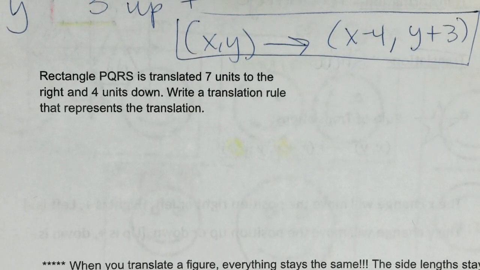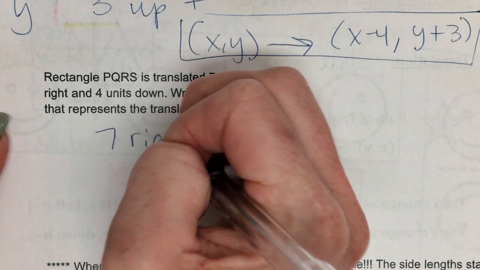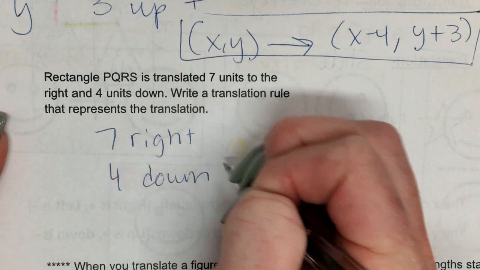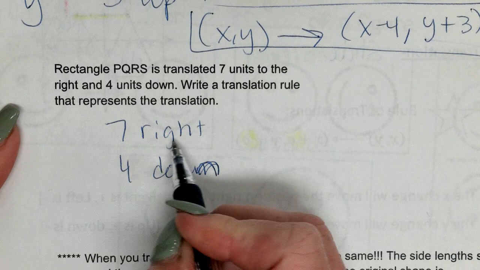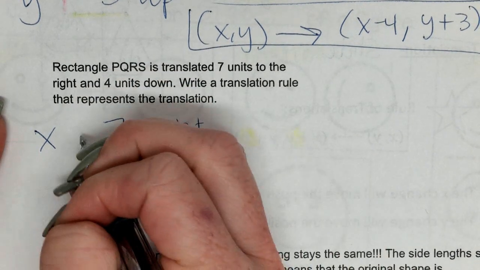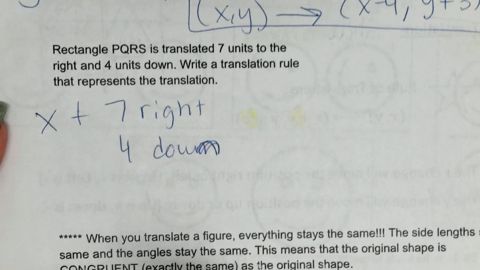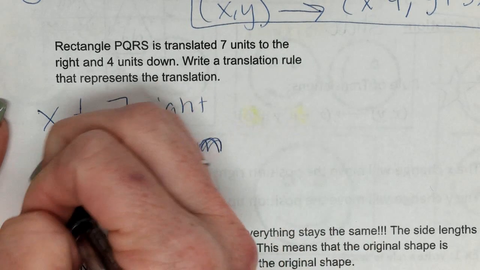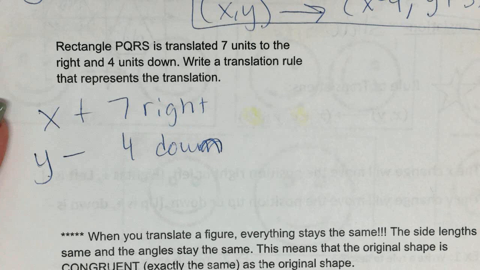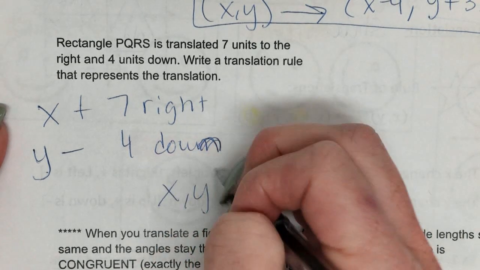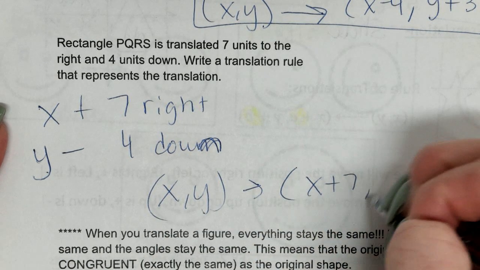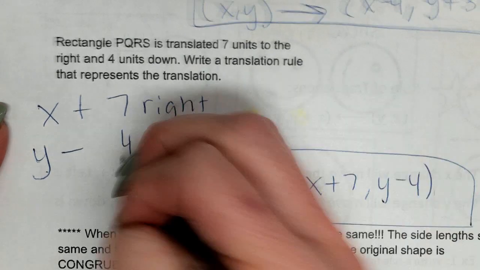You are going to try the next one on your own, and I'm going to come walk around to see how you do. Go. All right, here we go. You said 7 right, 4 down. Then you said right is with the x-axis and right is positive. Down is with the y-axis because y-axis goes up and down, and that is negative. So you said take your x and y, x plus 7, y minus 4, done.